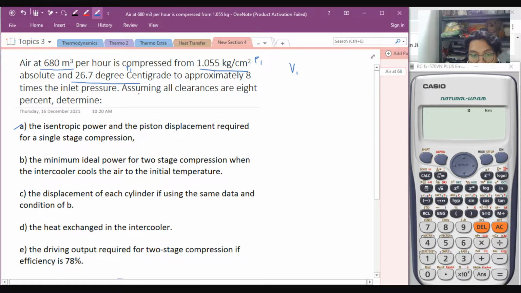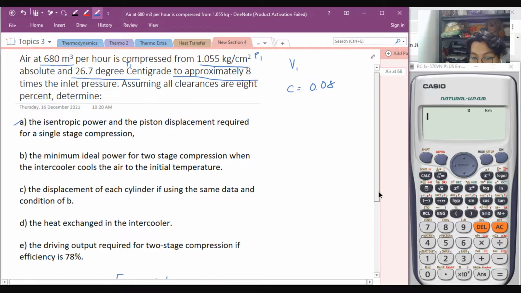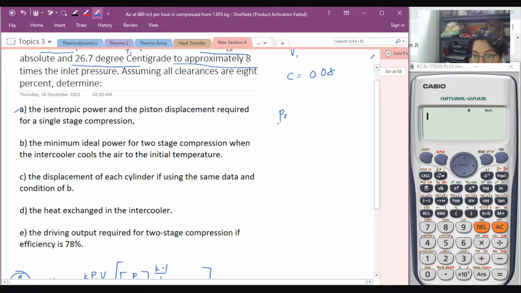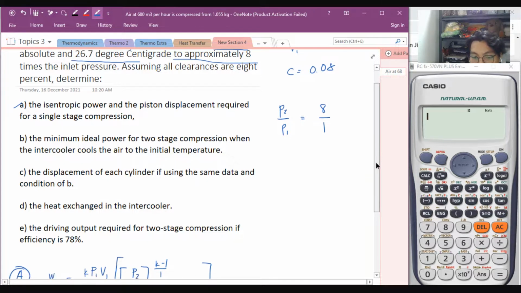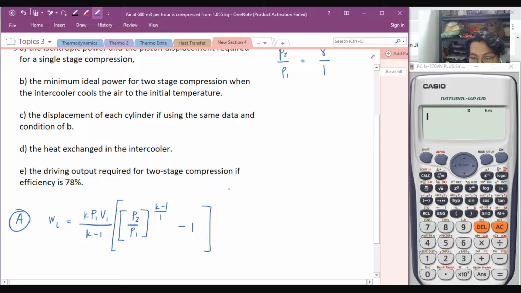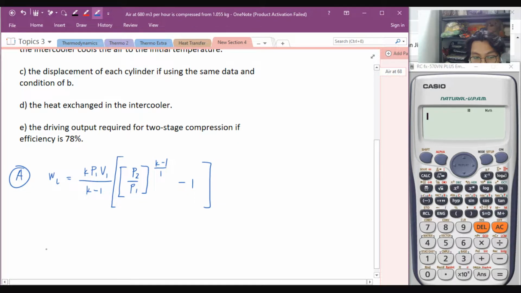Tignan nyo dito. Assuming all clearances are 8%. So, meron ang clearance na 0.08. And then, yung to approximately 8 times the inlet pressure, ibig sabihin you are given a ratio of the pressures. So, P2 over P1, ang ratio niyan is 8 to 1. Ibig sabihin, 8. Okay? Ito expression na to, 8 na yan. Then, we can get na yung power ng compressor. Isentropic to.